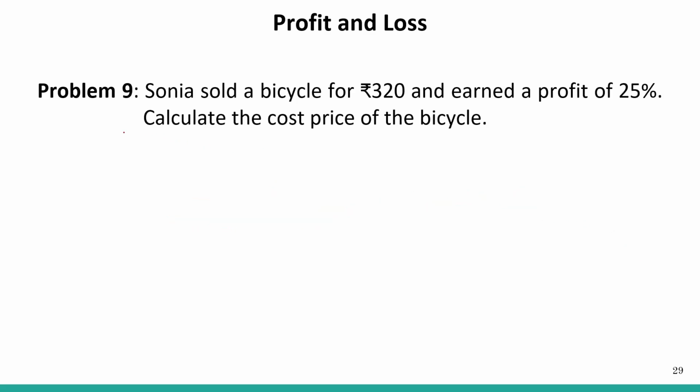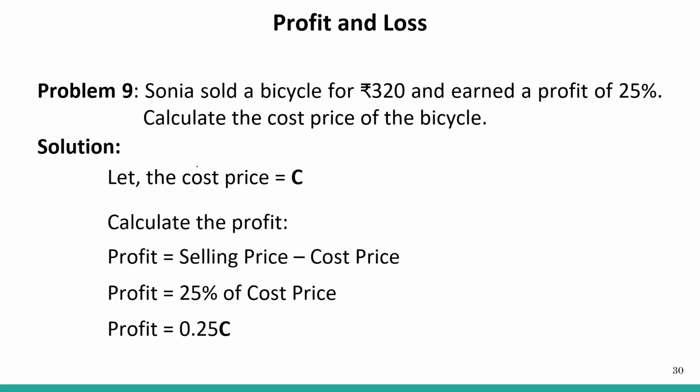Okay, so let's see problem number 9. Sonia sold a bicycle for 320 rupees and earned a profit of 25%. Calculate the cost price of the bicycle. Okay, so let the cost price be C. Calculate the profit: profit is equal to selling price minus cost price. Profit is equal to 25% of cost price, so profit is equal to 0.25 C.